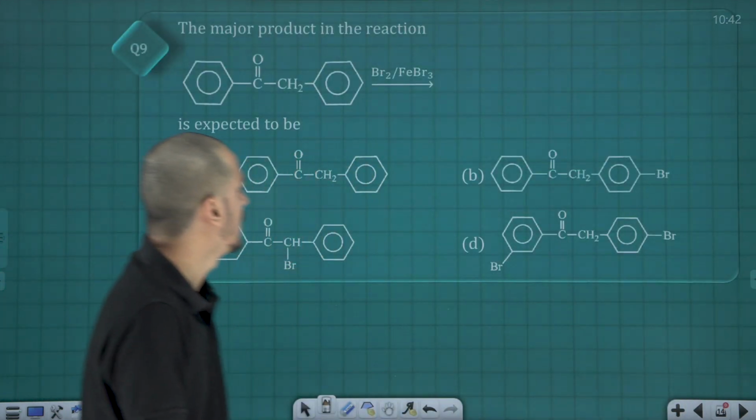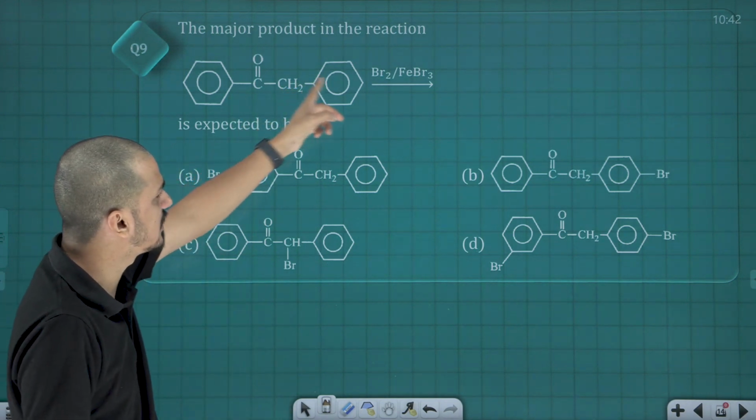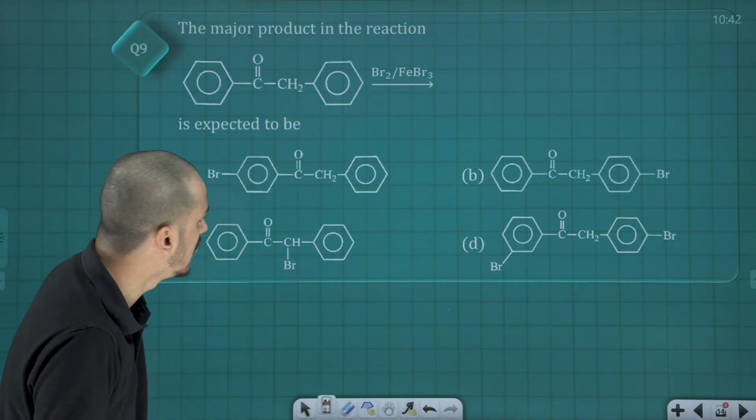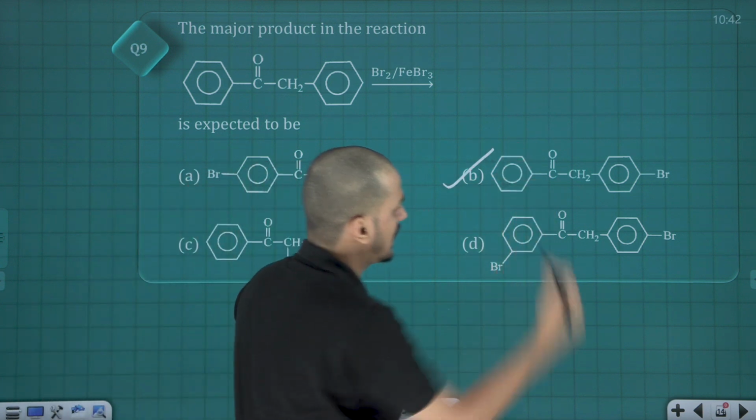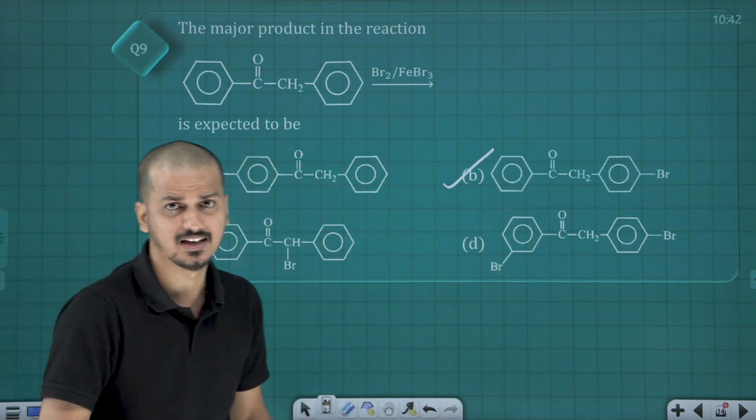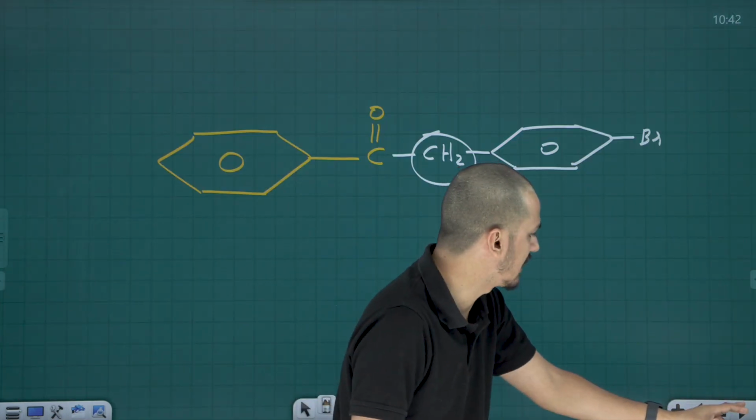So what's the answer here? Since we are looking at the CH2 attached to the benzene ring, it will go only to the para position. So the answer is option B. Option B is the correct answer. Ready guys? Yeah, we can go to the next question.